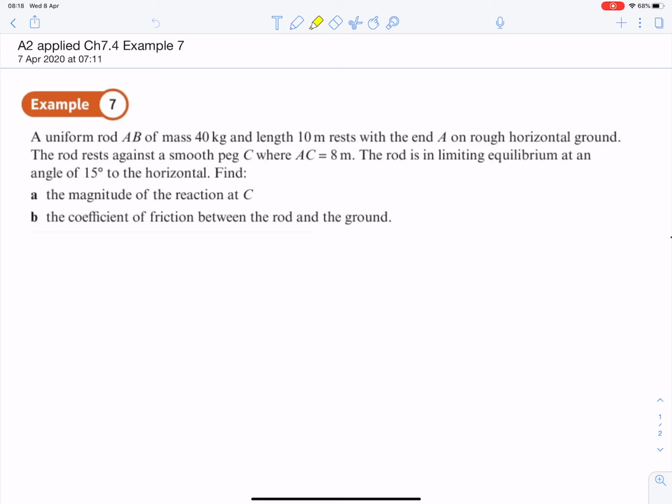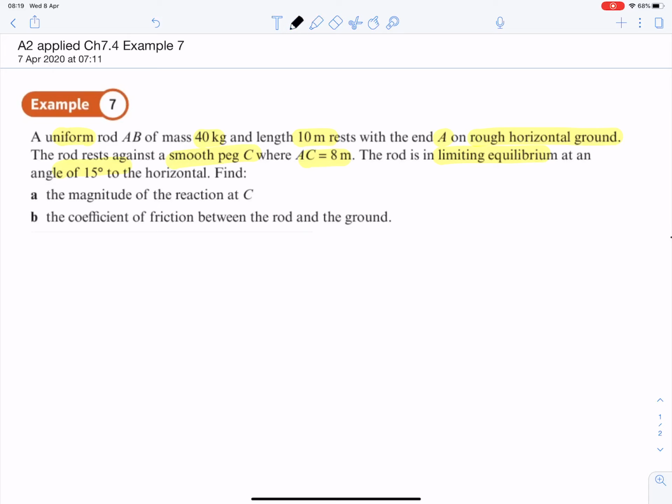So a uniform rod, so it's uniform. Mass 40 kilograms. So the fact that it's uniform is going to tell us what? Yep, that the mass acts at its centre. The length, 10 metres. Rest of that on a rough horizontal ground, and that's A. The rod rests against a smooth peg, C, where AC is 8 metres. It's in limiting equilibrium at 15 degrees to the horizontal.